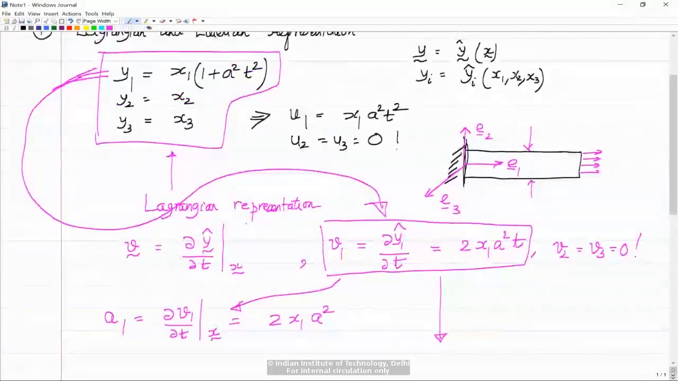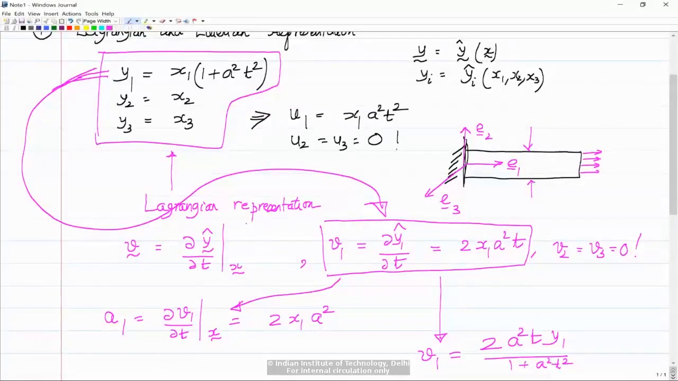So you can see, for example, x1 is y1 over 1 plus a square t square, right? So we put it here, and then we get v1 is equal to 2 times a square t times y1 divided by 1 plus a square t square, isn't it? So I hope all of you will agree with this.